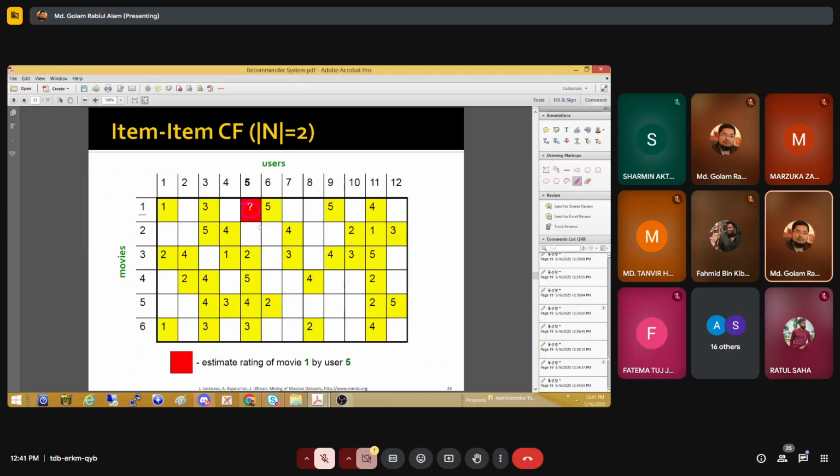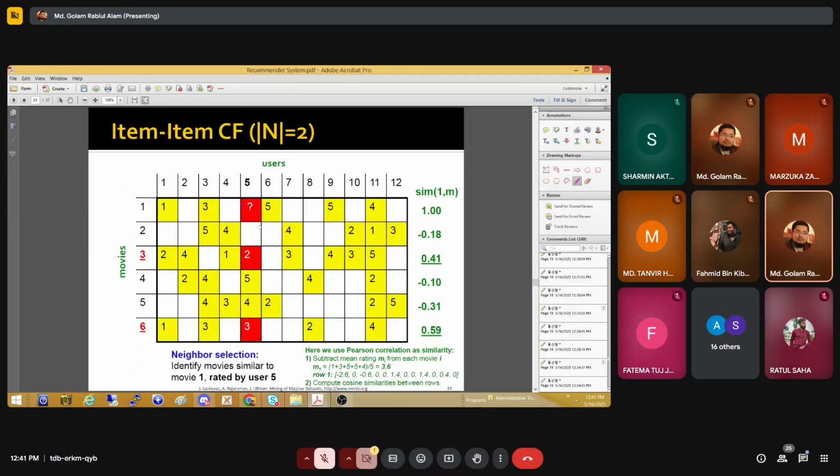Again, in this case, we want to apply item to item collaborative filtering. For that, we have to find the item similarity based on ratings. Specifically, we can see this is 1, this is 2, 3, 4, 5. What we want to find out is what the rating will be for this user and for this movie.